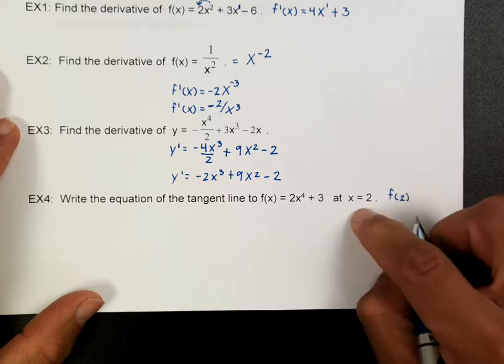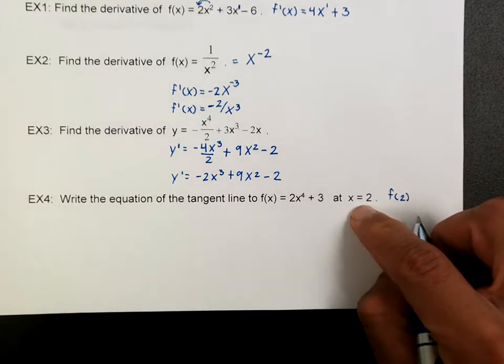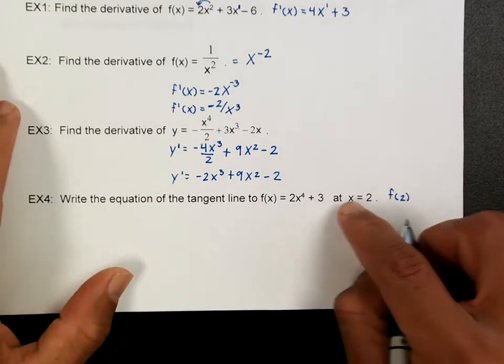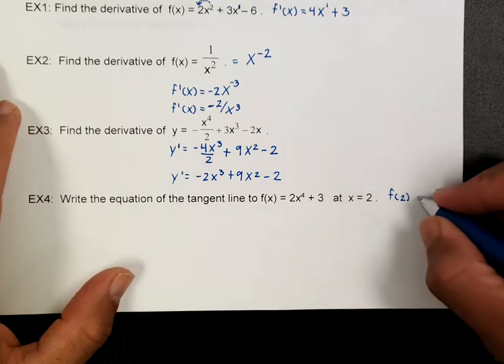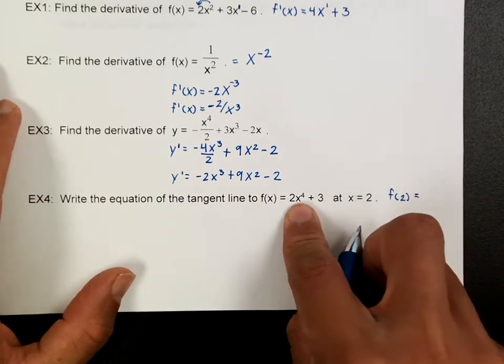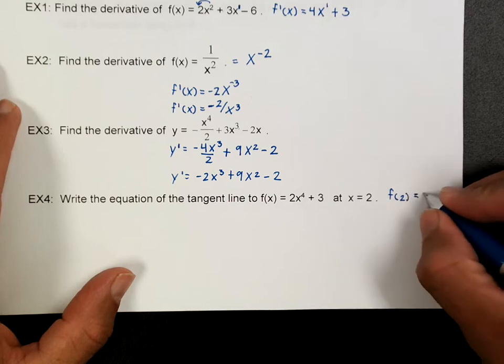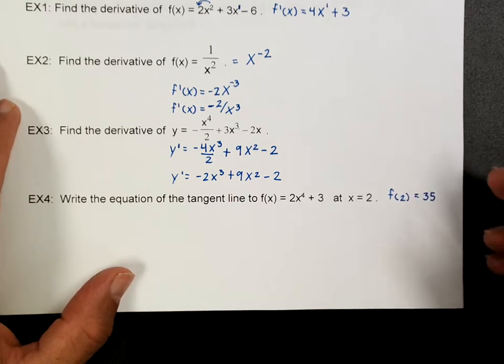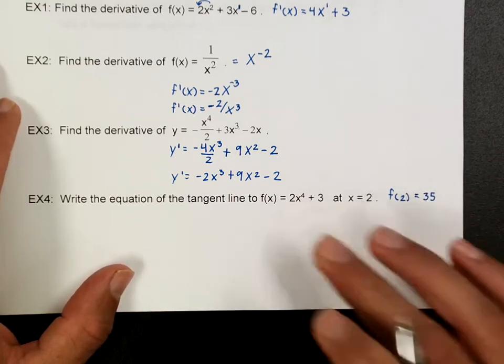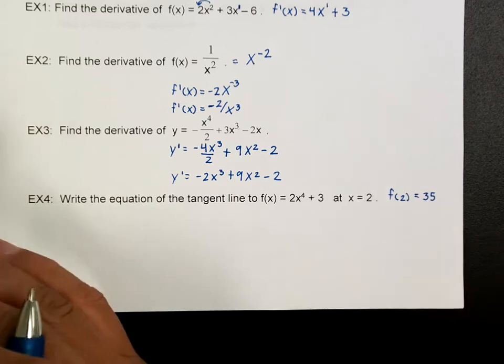I have the x coordinate, so to figure out my y coordinate where I have a tangent line, I have to plug that 2 back into here. And when you plug in a 2 for x here, you would get 35. You can do that math if you like, but you're going to get 35 if you plug in a 2 here. And then the next thing I need to figure out is the slope.